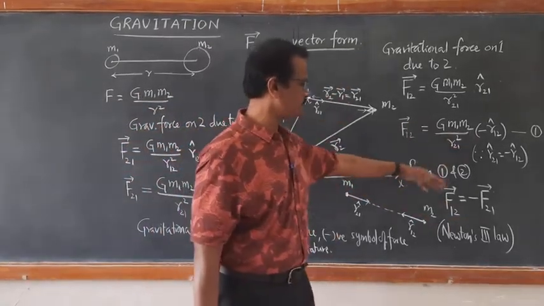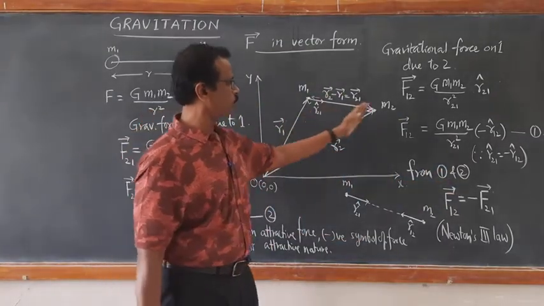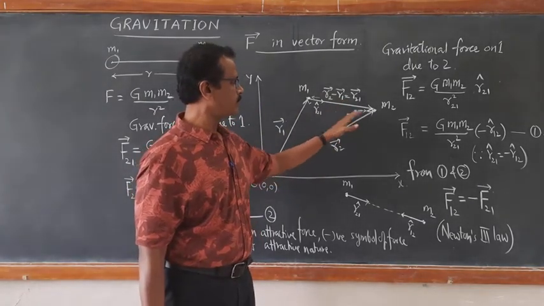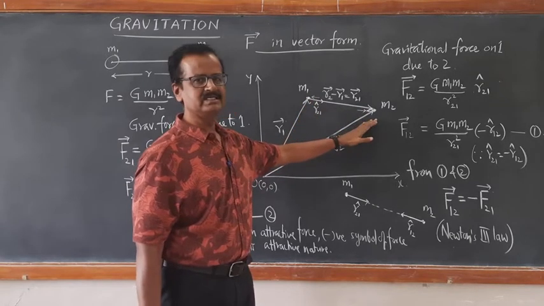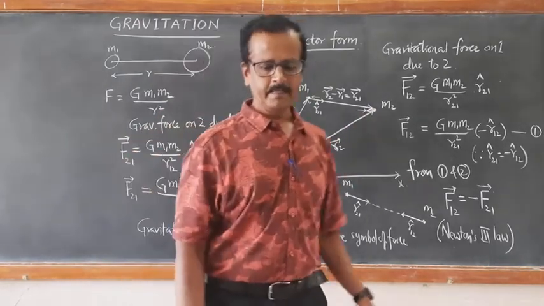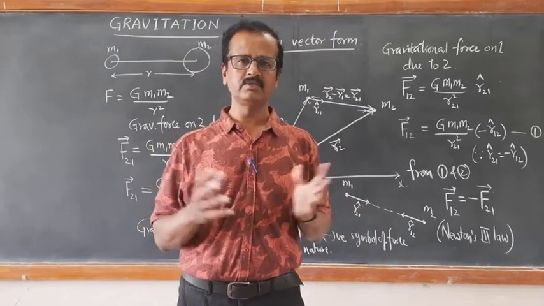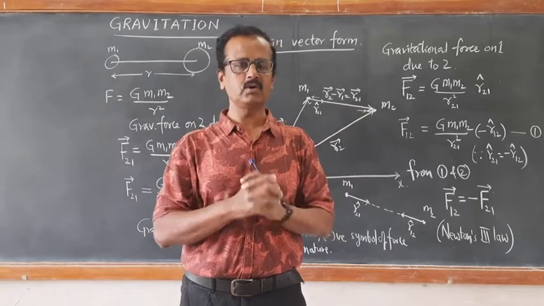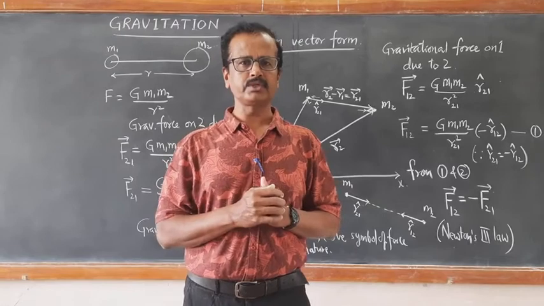So F12 is equal to minus F21 implies that the force of attraction between two masses is always a mutual attractive force, and the force exerted by 1 on 2 is equal and opposite to the force exerted by 2 on 1. This is applicable for any masses in this universe, between any pair of masses, not only for point masses.